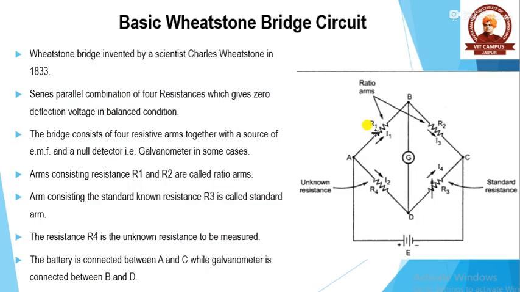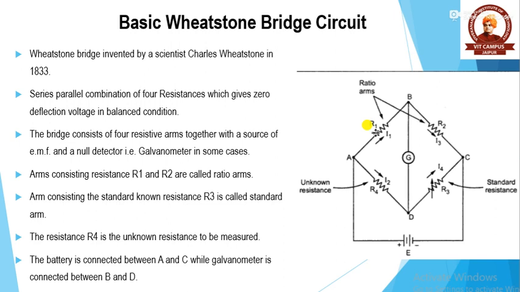The circuit shows a basic Wheatstone bridge circuit. The Wheatstone bridge was invented by the scientist Charles Wheatstone in 1833. A series-parallel combination of four resistances gives zero deflection voltage in balanced condition. The bridge consists of four resistances with a source EMF and a null detector.